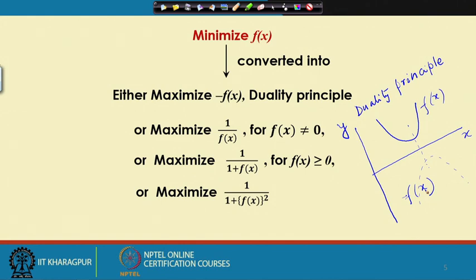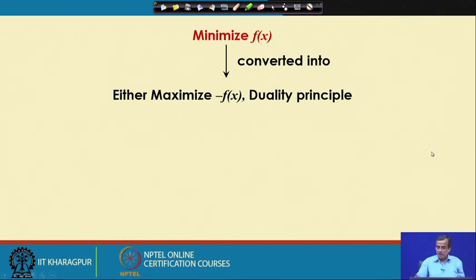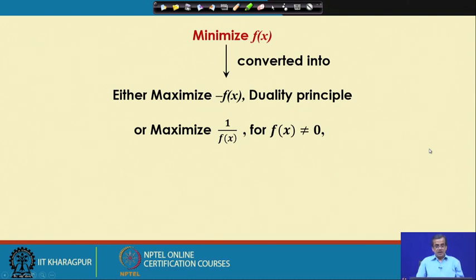So, we try to maximize this, and by doing that the solution point will remain the same. So, we use this type of duality principle just to solve that particular minimization problem by converting it to the maximization problem. Now, next there is another way of converting the minimization problem to the maximization, and this is something like this. So, this minimization problem can be converted to the maximization problem as follows.